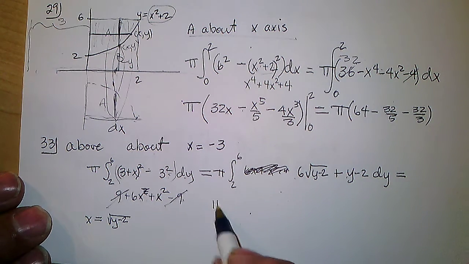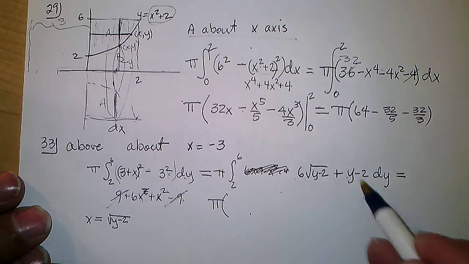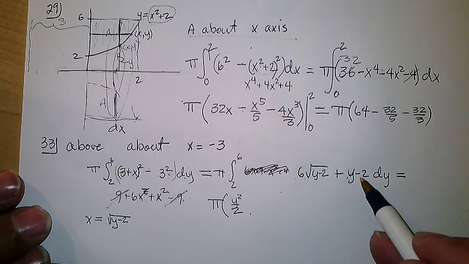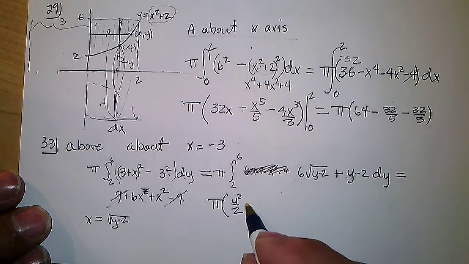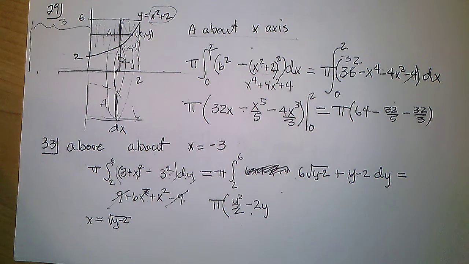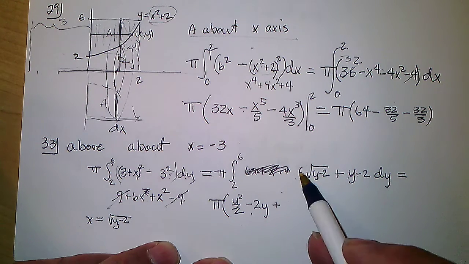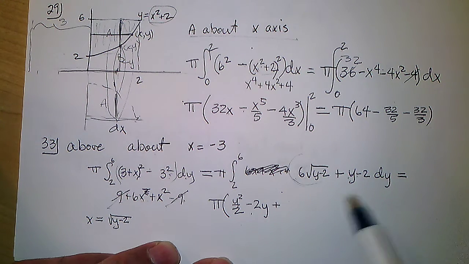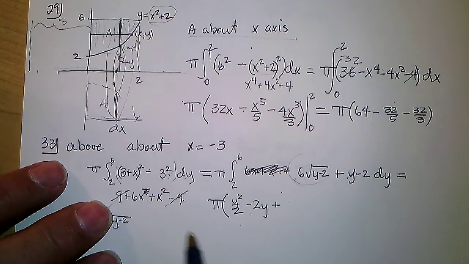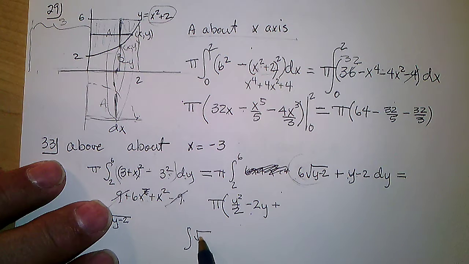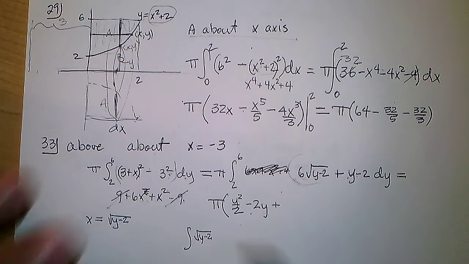So we'd have pi, and the integral of y is y squared over 2. The integral of minus 2 is minus 2y. Then we've got plus whatever this integral is. Now I'll just kind of step to the side here and do the integral of that. The integral of the square root of y minus 2.